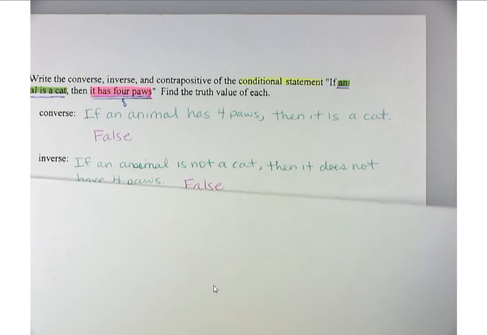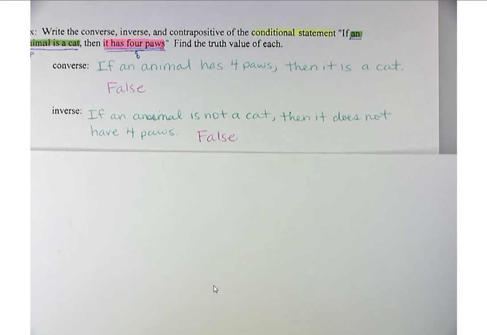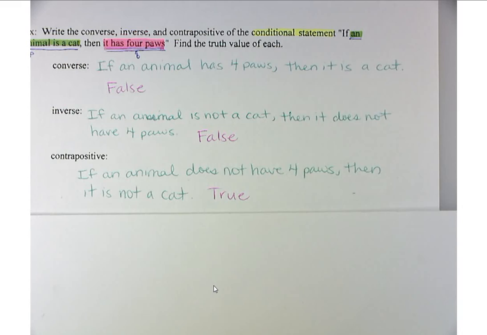That's no problem. All right, let's do the contrapositive. Caitlin, will you tell me what the contrapositive is in words? The definition. Okay, good. So you're going to flip it and negate it, make it the opposite. And Caitlin, what did you say for that one? I said if an animal doesn't have four paws, then it is not a cat.